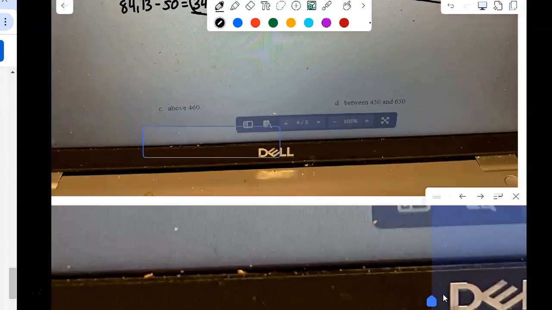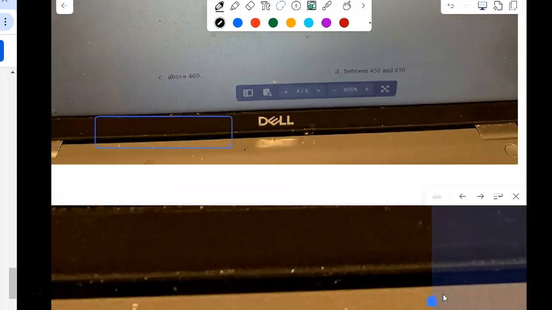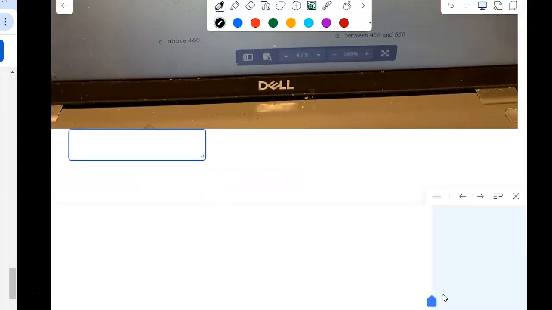Continuing on, we have two other questions here. We want the percent above 460. Above 460, so we first compute the z-score.